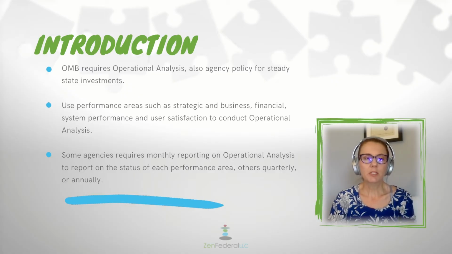The Office of Management and Budget, through their OMB circulars and capital programming guide, defines policy for steady state investments, and it is OMB and their interpretation of the laws and guidance that mandate that requirement. It requires use of performance to measure areas in terms of strategic, business, financial, and system performance, as well as user satisfaction. It requires agencies to perform monthly reporting if areas are considered high risk or are in trouble. Otherwise, it can be performed annually.